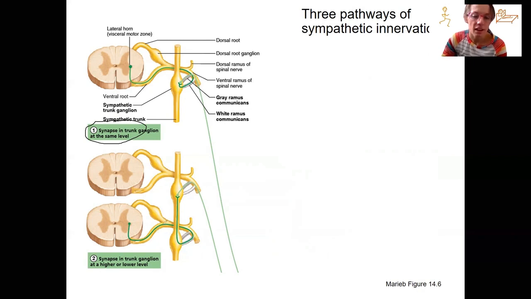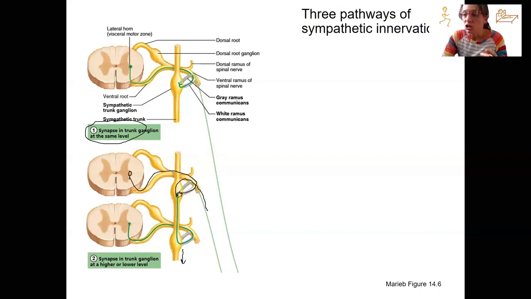However, you could instead have that information go through the white communicans, then travel up or down to another level of the sympathetic chain ganglia. So a different ganglia in that chain of ganglia to synapse there before it goes out. And that's a way of, right, you integrate potentially information from this guy too, right? So it's a way of integrating and combining information to be carried out to a similar body region. So this will make more sense in just a moment.